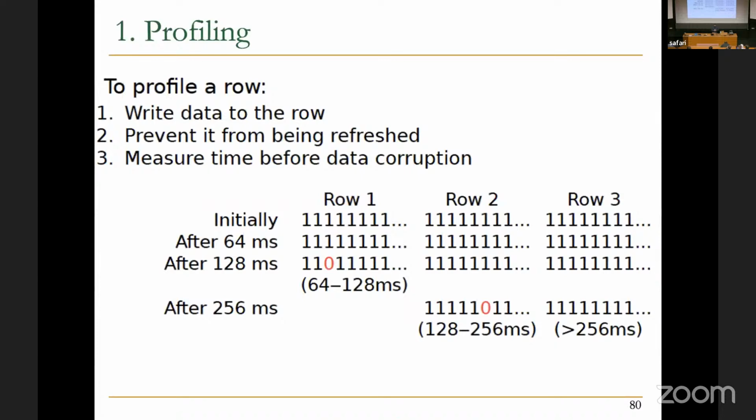Okay, so the first part is profiling. To profile a row, we basically follow a really simple testing method. We write some data to the row. We prevent it from being refreshed for some time, so we wait without doing any refresh. And then we read back the data. We measure if there's any bit flip. We try it with different time windows, and we understand how much time this row can retain the data.